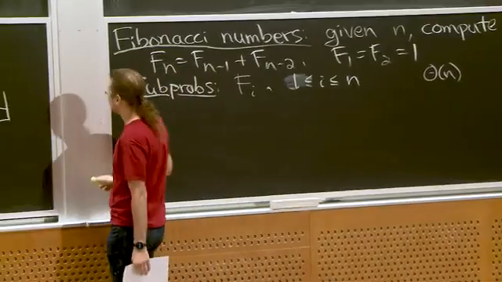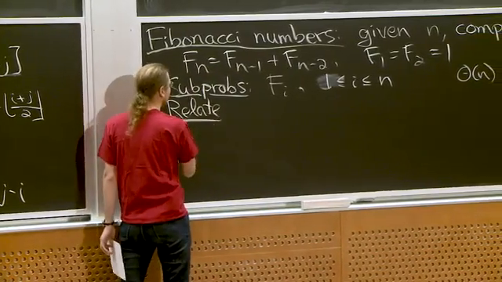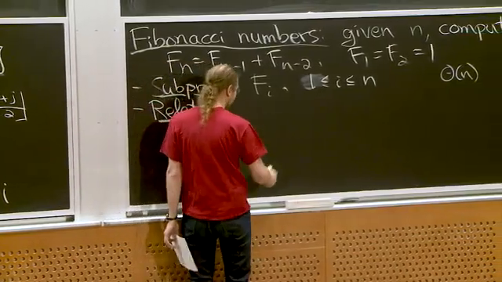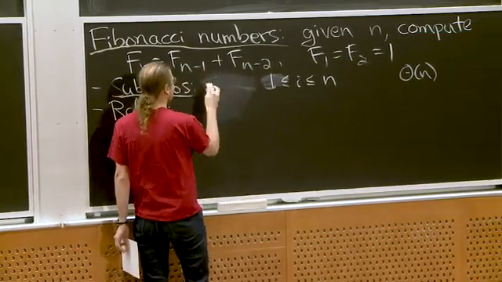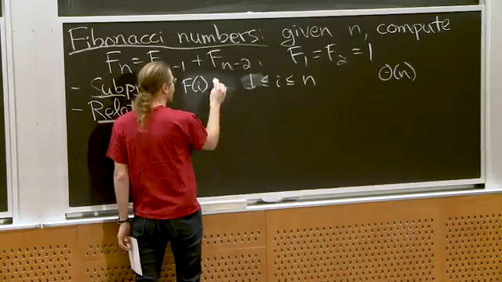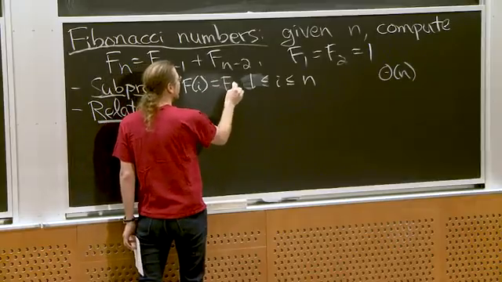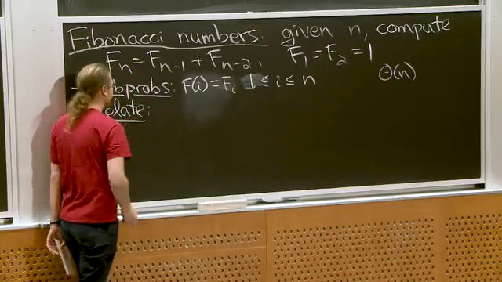Cool. Let's see. We want a relation between them. Well, maybe, just to distinguish the problems from the Fibonacci numbers, let me write f of I. This is a function, an algorithm we're going to define, and the goal we're trying to get is the ith Fibonacci number given I.